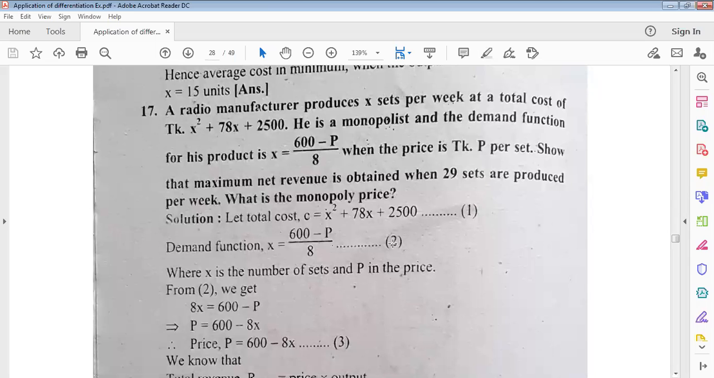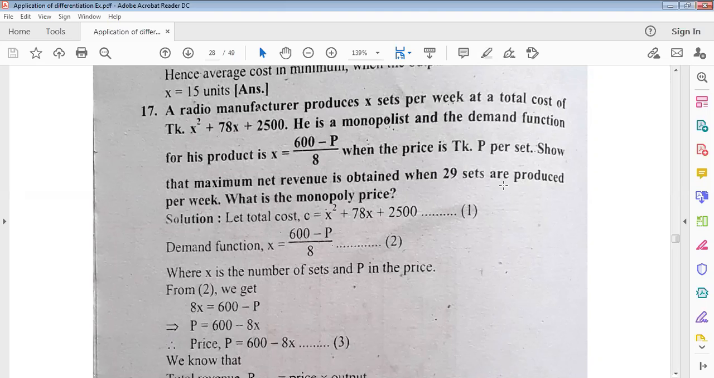Now another example. A radio manufacturer produces X sets per week at a total cost of this. He is a monopolist and the demand function for his product is this, when the price is taka P per set, so that the maximum net revenue is obtained when 29 sets are produced per week. What is the monopoly price?